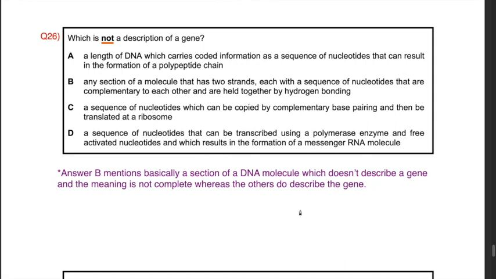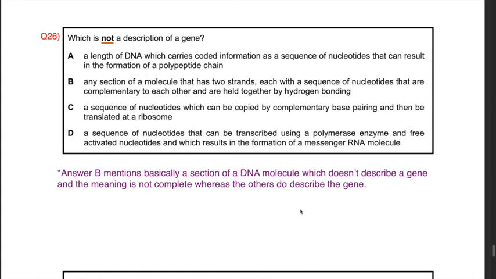Question 26. Which is not a description of a gene? A. A length of DNA which carries coded information as a sequence of nucleotides that can result in the formation of a polypeptide chain. B. Any section of a molecule that has 2 strands, each with a sequence of nucleotides that are complementary to each other and are held together by hydrogen bonding. C. A sequence of nucleotides which can be copied by complementary base pairing and then be translated at a ribosome. D.